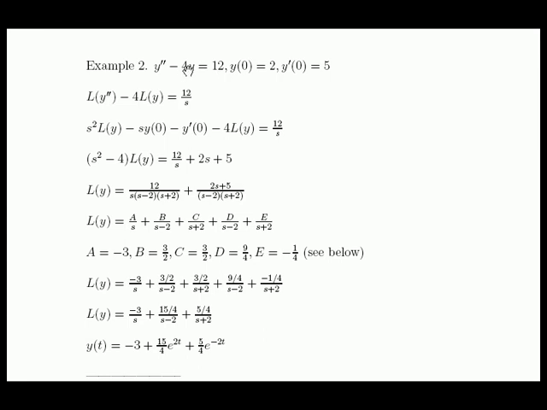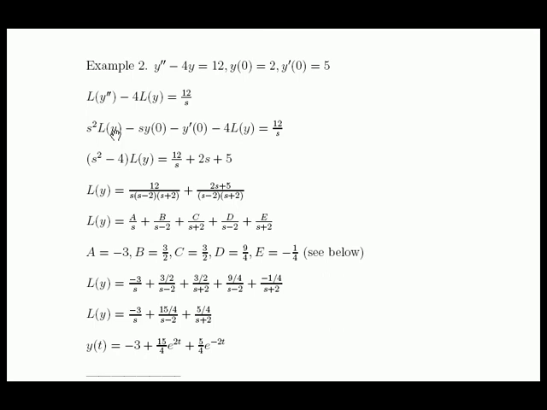And the Laplace transform, you know, it's linear, so you can break them up term by term. And you got minus 4 Laplace transform of y. And now you use the formula for the Laplace transform of y double prime, and you're going to use this formula every time you solve a second order equation: s squared Laplace transform of y minus s y of 0 minus y prime of 0, minus 4 Laplace transform of y equals 12 over s.